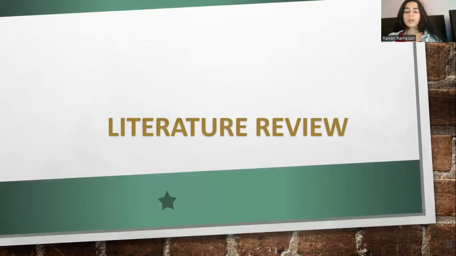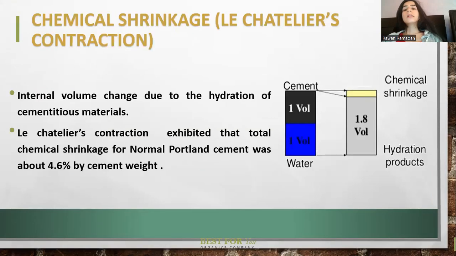Moving to literature review, what is chemical shrinkage? Chemical shrinkage is the internal volume change due to the hydration of cementitious materials. After the hydration, the product's volume is lower than the volume of cement plus volume of water. Le Chatelier contraction exhibited that total chemical shrinkage for normal Portland cement was about 4.6% by cement weight.